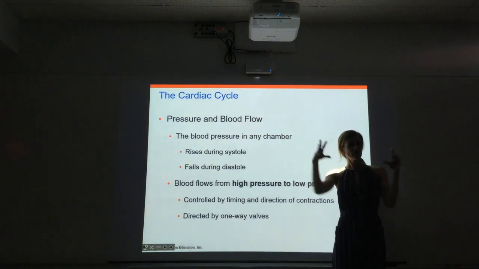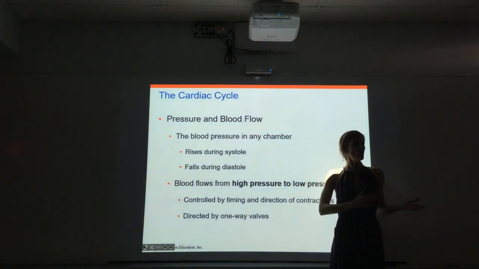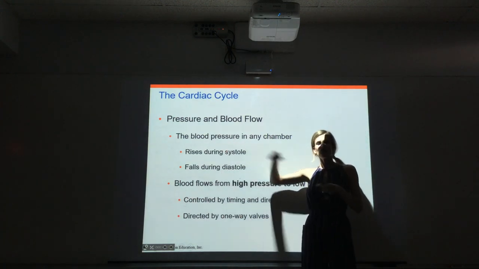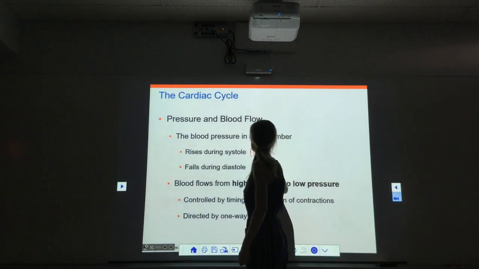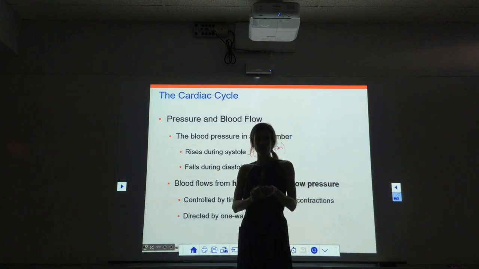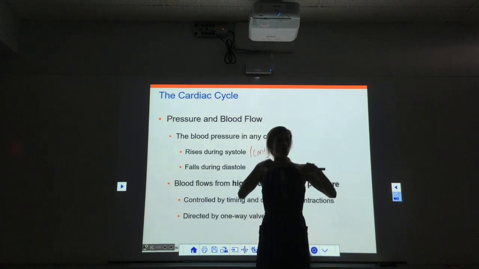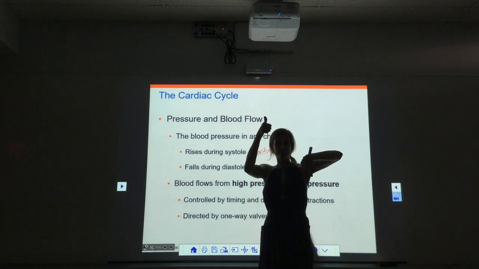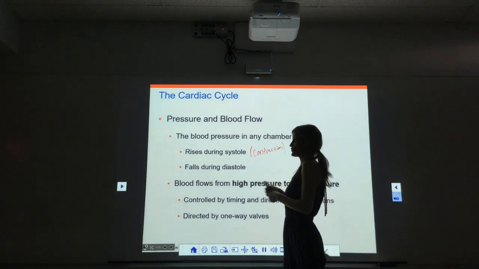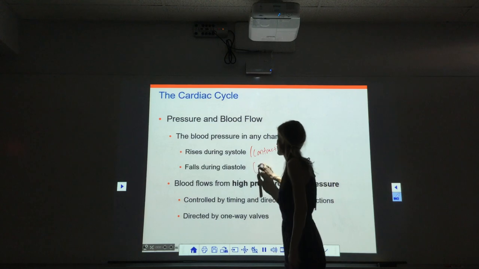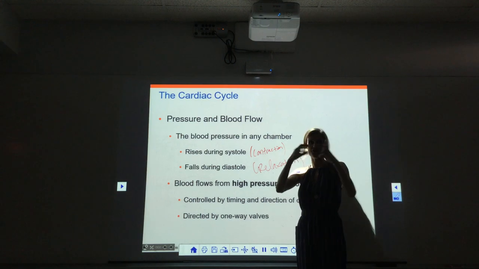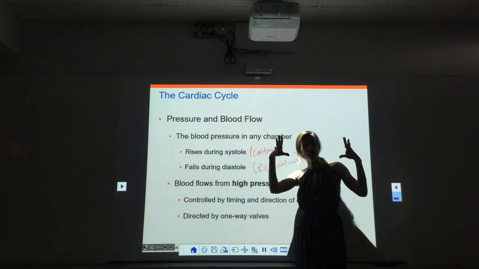The pressure of the blood in a chamber is going to control where it goes, right? That's going to control blood flow. The pressure in any chamber rises during systole. What's systole? Contraction, right? That makes sense. Remember, pressure and volume vary inversely, opposite. So if you decrease volume, you increase pressure. When you're squeezing it, you increase the pressure. The opposite's also true. The pressure falls during diastole, which is when it relaxes, because you're making the volume bigger. When you make the volume bigger, the pressure goes down.